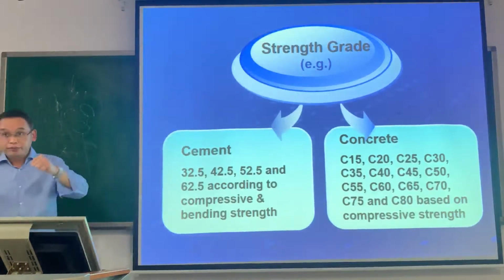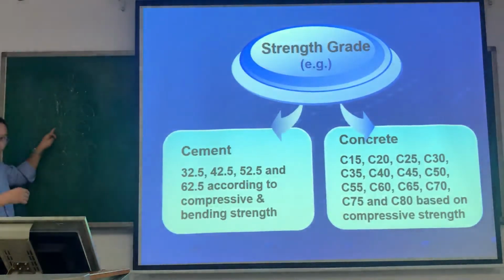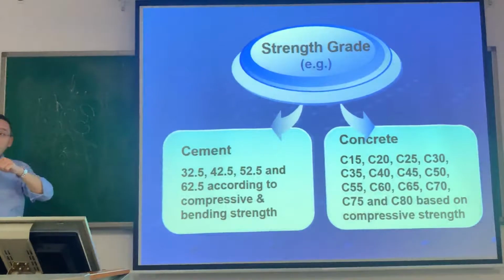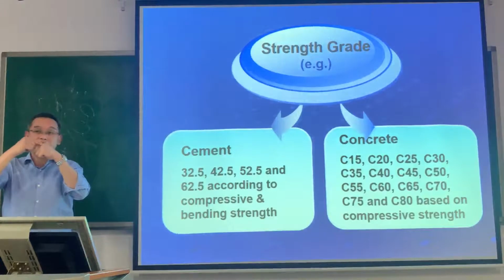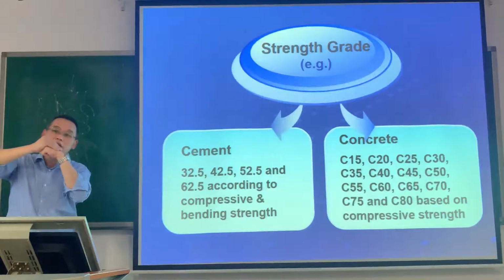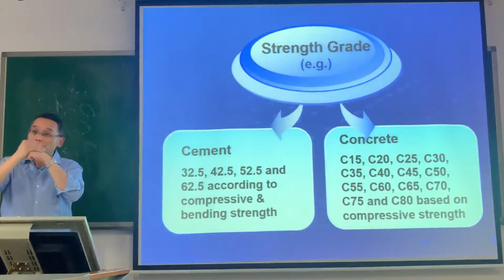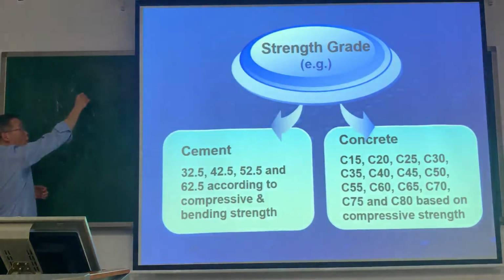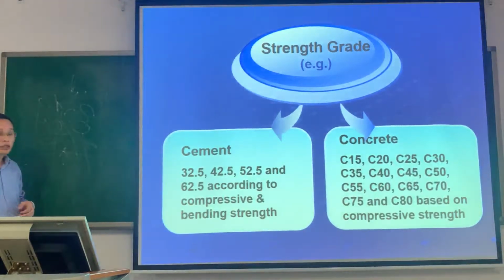Because the surface is between the aggregate and the cement paste. This is the paste, this is the paste, yeah? This is the aggregate. The surface between them is very weak. So the crack will develop. So for the concrete, the strength will decrease.